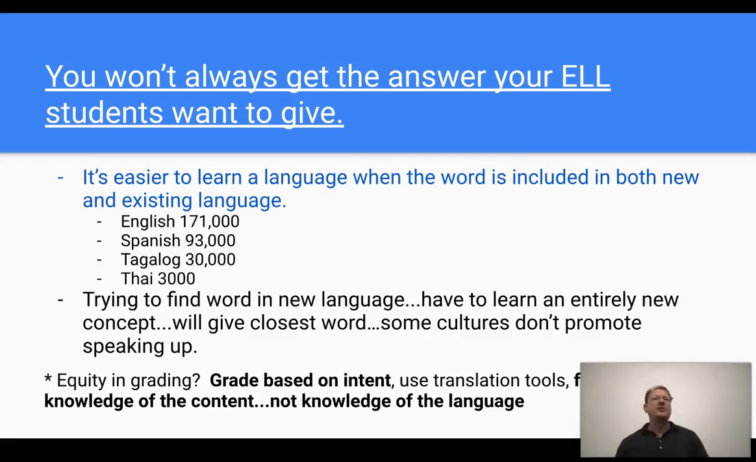Or allow your students to answer in their native language, typing it out using translation tools, translating it to English, and then giving you the answer that way. That way you're focusing on the knowledge of the content and not the knowledge of the language. So especially in science, right? If the EL student's like, I know this answer in my native language, I just can't say it in English, allow them to respond in their native language, typing the answer out and then translating to English. That way you really truly can grade them on the knowledge of the content.